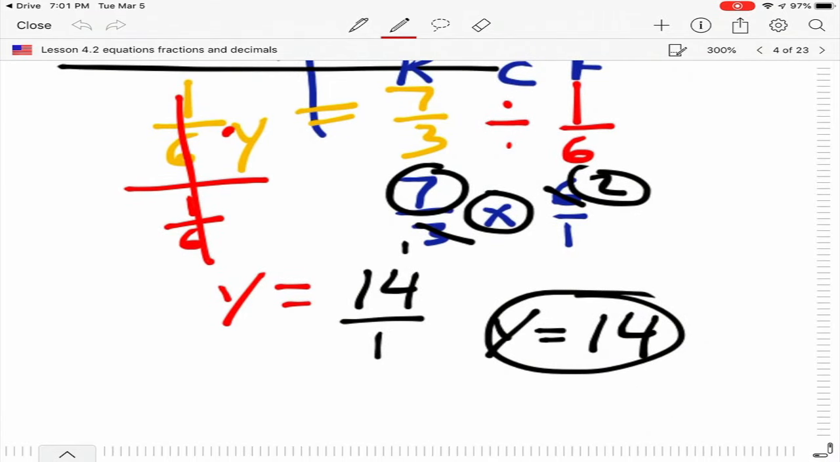So those are two different ways to get the same answer. Whatever method works for you, works for me. So finish the rest of the packet on your own. Call me over if you have any questions.